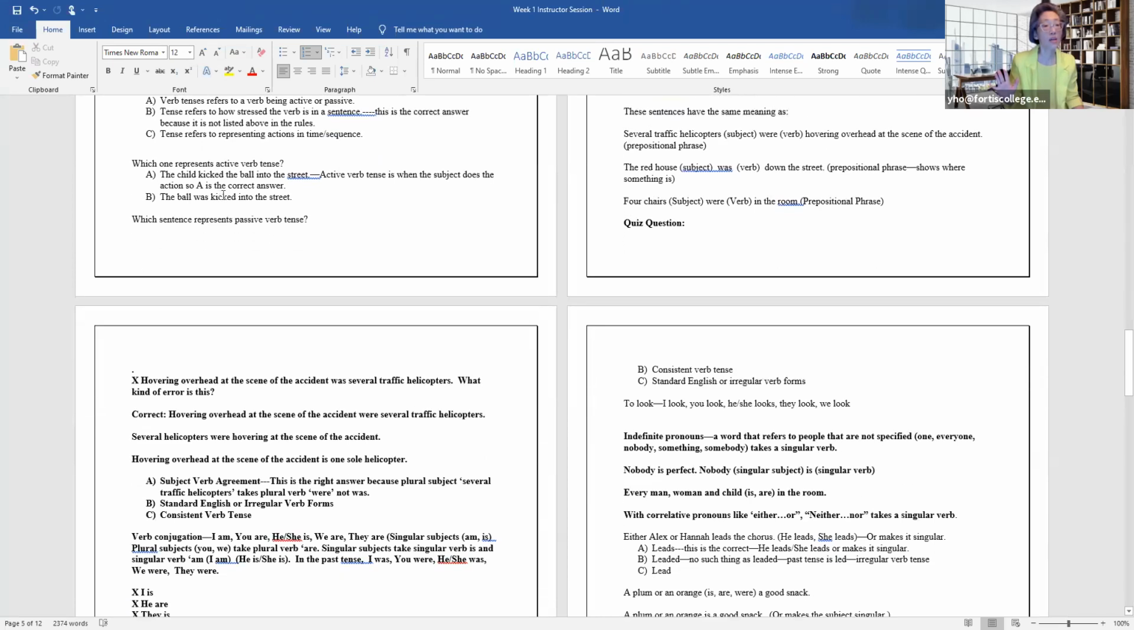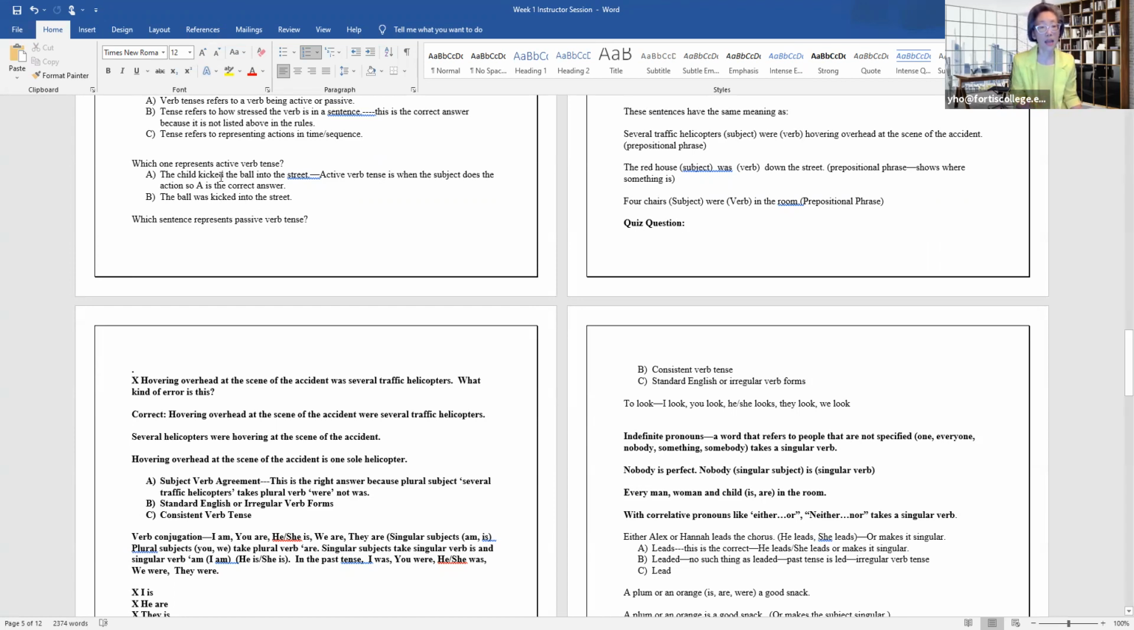Which one represents active verb tense? The child kicked the ball into the street. The ball was kicked into the street. Then you have to ask yourself, in which sentence is the subject doing the action? If the subject is doing the action, it's active voice. If the subject is receiving the action, it's passive voice.